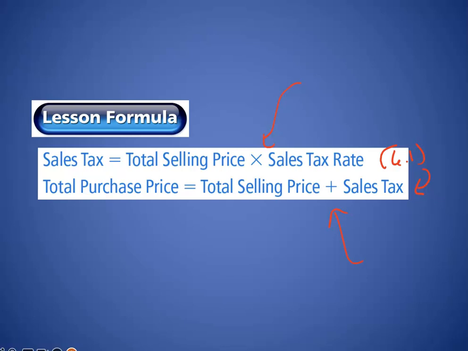Here is the formula for sales tax. On your notes, it says, what is the formula for finding the total price? You need to write both of these down. First, you're going to take the total selling price. Sometimes you have to find that first. You're going to times the sales tax. That's what we did in 6.1. And then for this lesson, you're going to find the total purchase price by taking that total selling price and adding the sales tax to it. So we're adding another step for 6.2. Please pause the video and make sure you have both of these on your sheet.